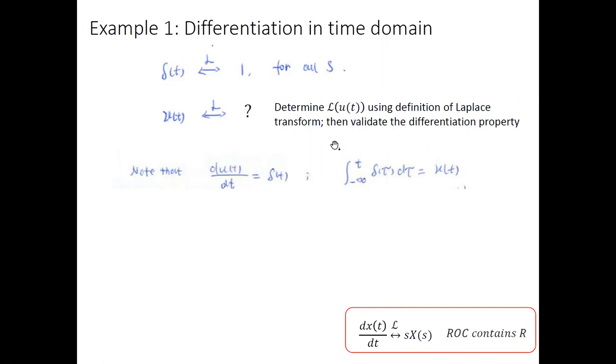Therefore, in this example, what I suggest is first try to calculate the Laplace transform of u, and specify its ROC using the definition of a Laplace transform, just using the standard integral, and determine the ROC according to the pole of the Laplace function. Then from the result, try to validate the differentiation property we learned in the red box. So let's have 2 minutes for practice, and then I'll show the result.